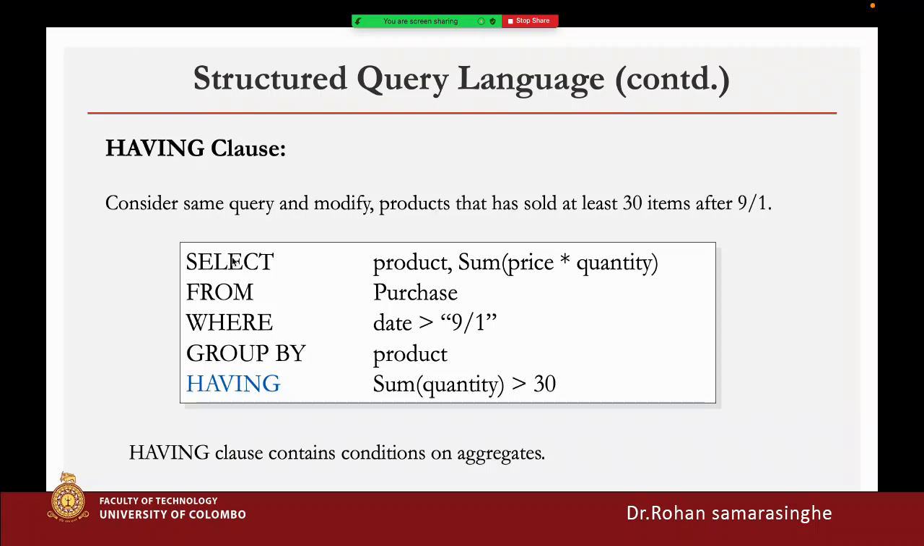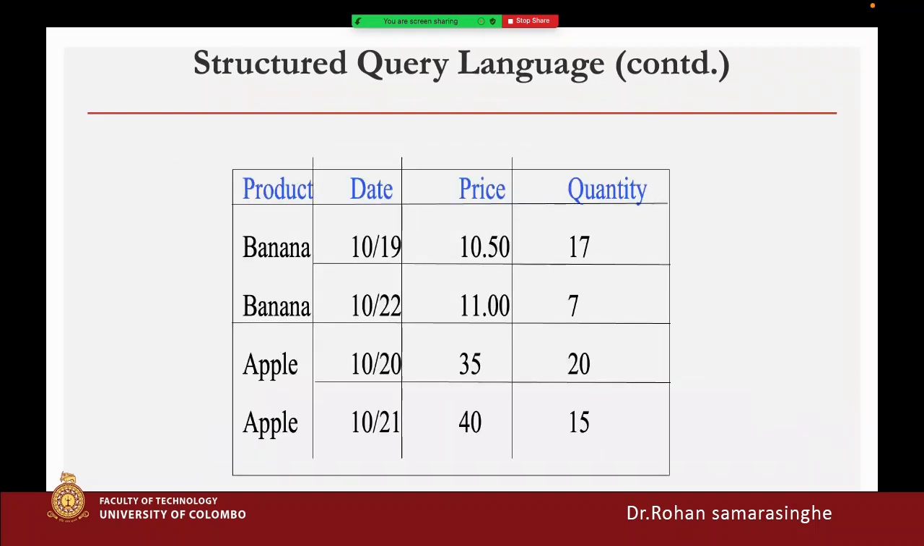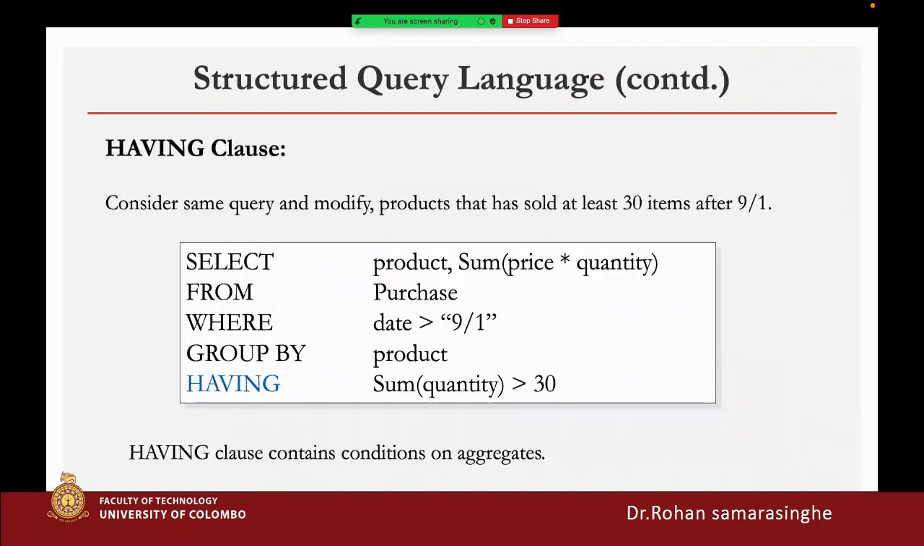So first of all, we have to use this purchase table. Select product and sum of price into quantity from the purchases, where date is greater than 9/1. Here, when you go to this one, date is greater than 9/1. Then here are the dates: October 19, October 22, October 20, October 21. And here you can see date is 9/1, that is September 1, greater than.